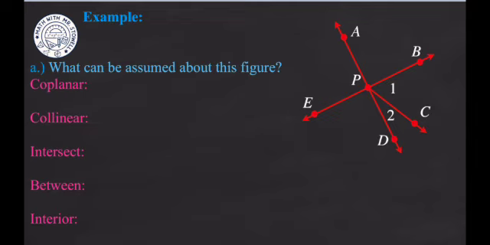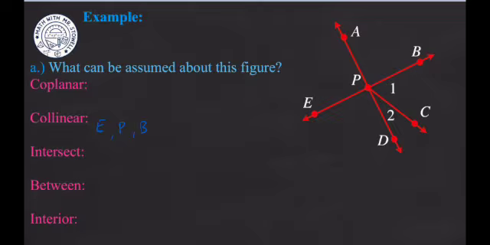Collinear. We are going to assume if it's a straight line. If we can notice that it's a straight line, we can assume that it's collinear, that they lie on the same line. Remember, collinear means that they lie on the same line. So, for example, we can say that points E, P, and B, we can assume that those are collinear because they are on the same line.